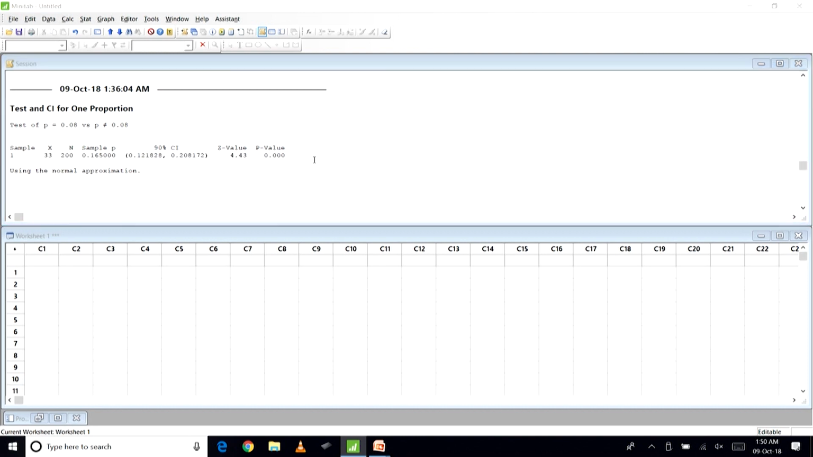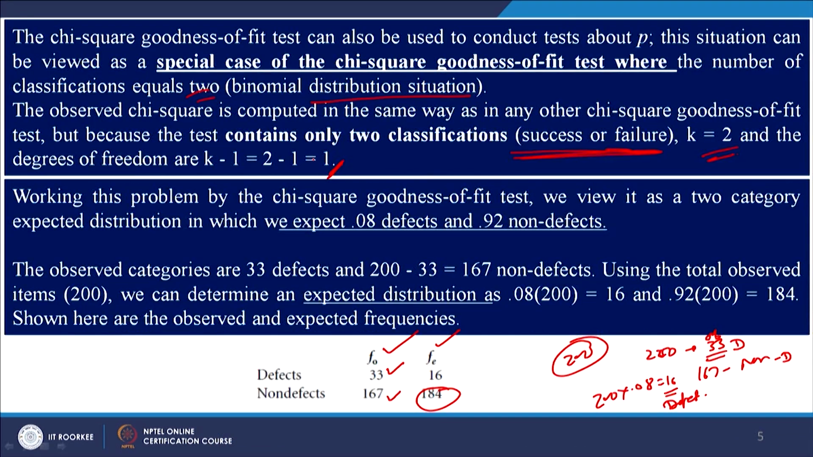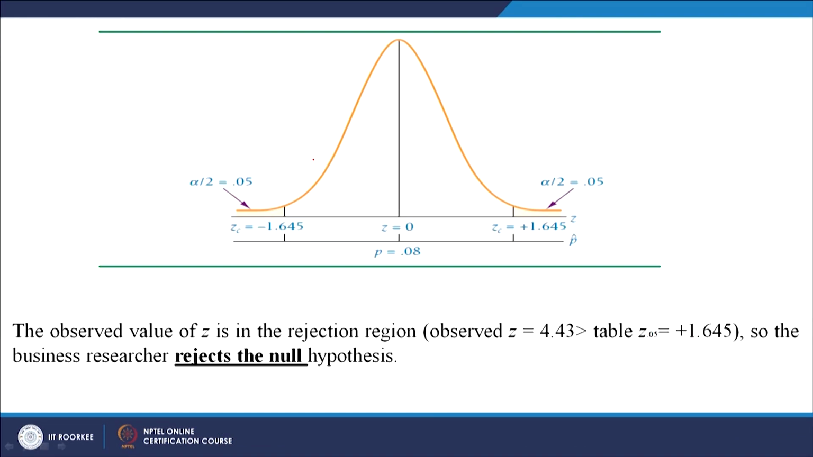So, let us compare it with the alpha value. Here alpha is 0.10, and p is 0. Is p less than alpha? Yes. So, we will reject the null hypothesis, is it not? We will reject the null hypothesis, that is what we have done here.